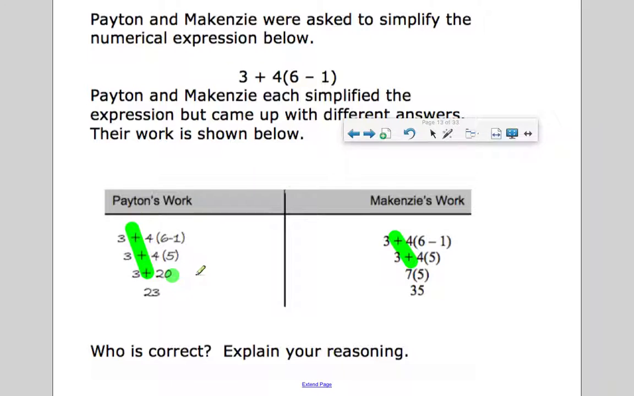I think Peyton did a great job. Let's see, that's a check mark. Let's see what Mackenzie did. She combined the two terms together right here. 3 plus 4 is 7. And then, no, she did not have a first term and a second term.